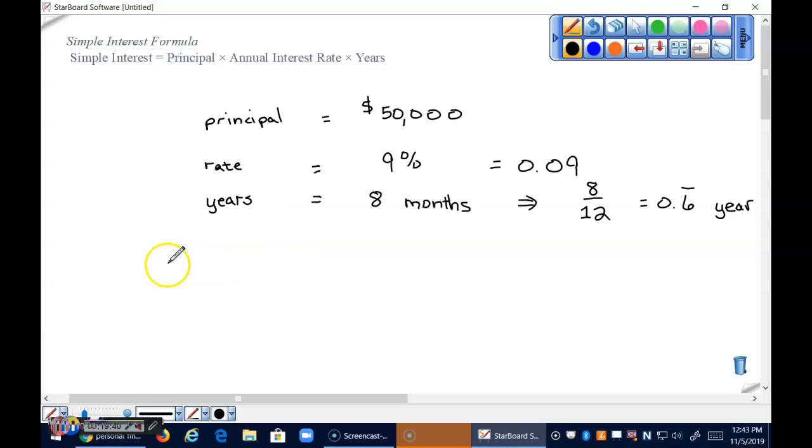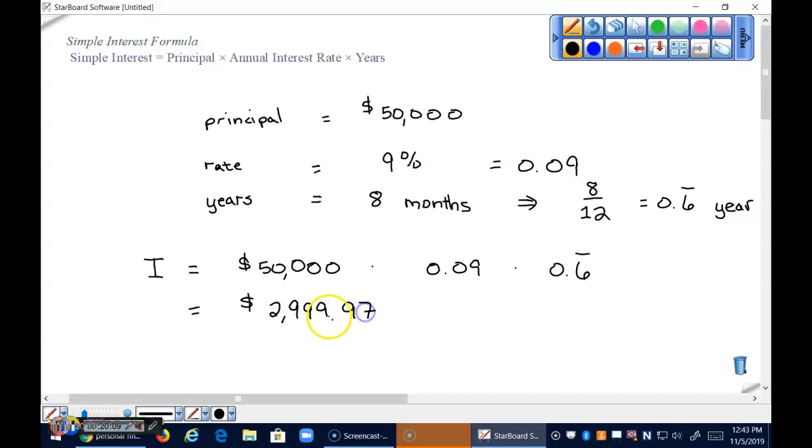Now, I've done the tricky part. I can plug everything in. Principal times rate times time. They get $2,999.97. We didn't start with a word problem, but remember, this is just the interest. If the problem said, how much does so-and-so pay back at the end of the 8 months, then you'd have to add back in the 50,000.